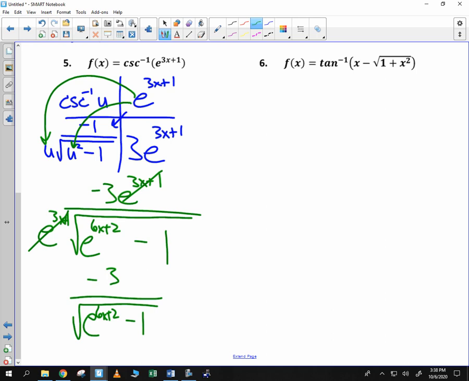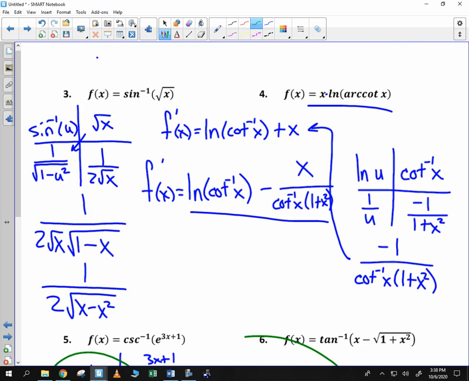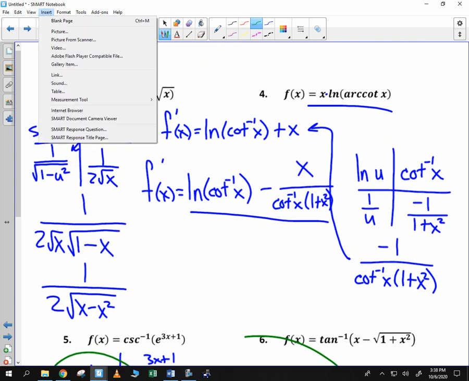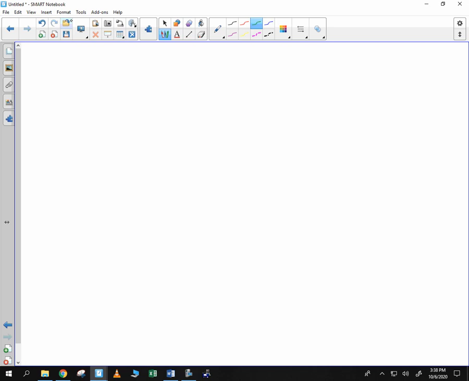Very good. We're just going to skip 6. It's really not that bad. But it's really not necessary. I think you've seen enough. These are all the different derivatives. Just to make sure that we're on the same page.